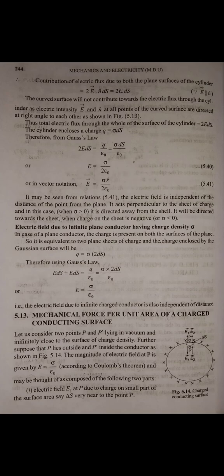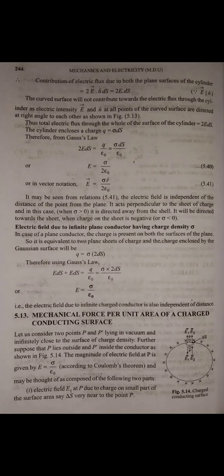The cylinder encloses a charge Q equal to sigma dot ds. Therefore, from Gauss law, 2E dot ds is equal to Q upon epsilon naught, which is equal to sigma dot ds upon epsilon naught, or E is equal to sigma upon 2 epsilon naught. This is equation number 5.40. Or in vector notation, E vector is equal to sigma r cap upon 2 epsilon naught. This is equation number 5.41.